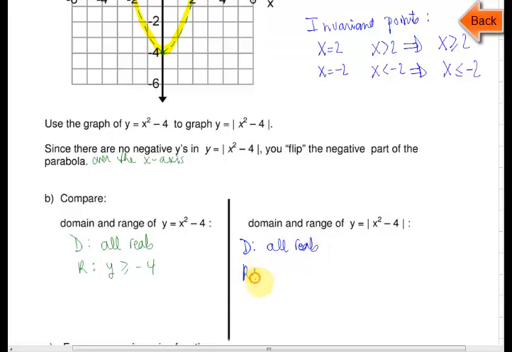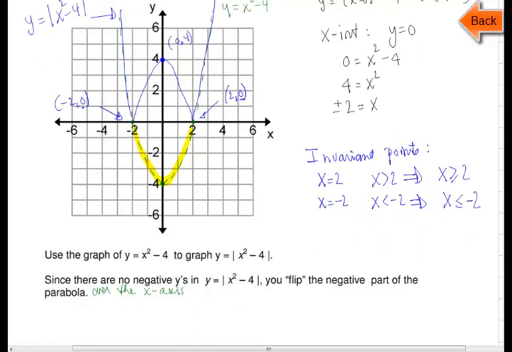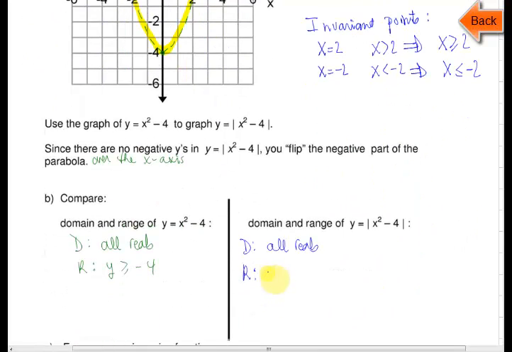And your range, well, take a look at the bottom of the blue graph. What's the lowest point? Well, it's going to be where the x-intercepts are, right? So at 2 and 0, and at negative 2 and 0. So what's our y value at that point? 0. So our range is going to be y is greater than or equal to 0.